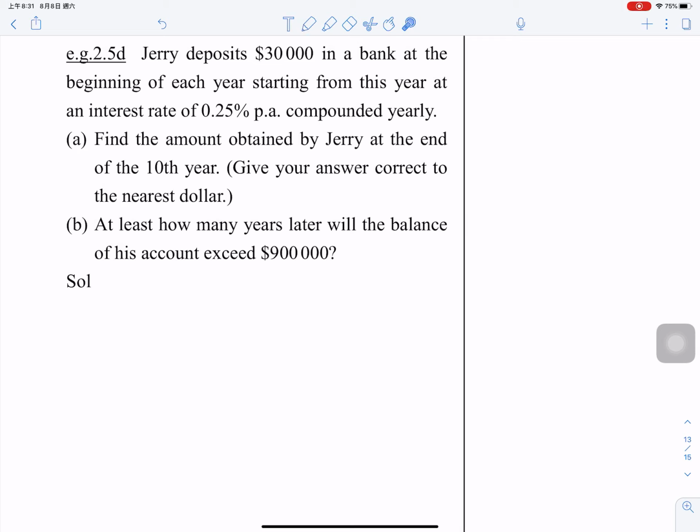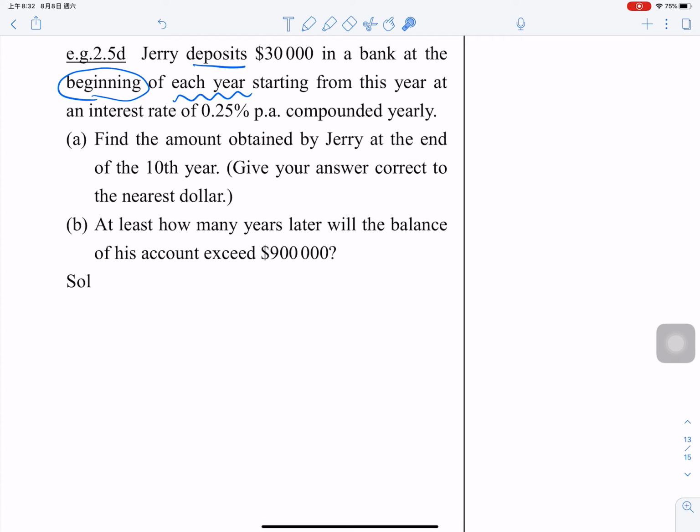2.5D. Let's have a look. One about bank question. Jerry deposits $30,000 in a bank at the beginning of each year, starting from this year, at an interest rate of 0.25% per annum compounded yearly.